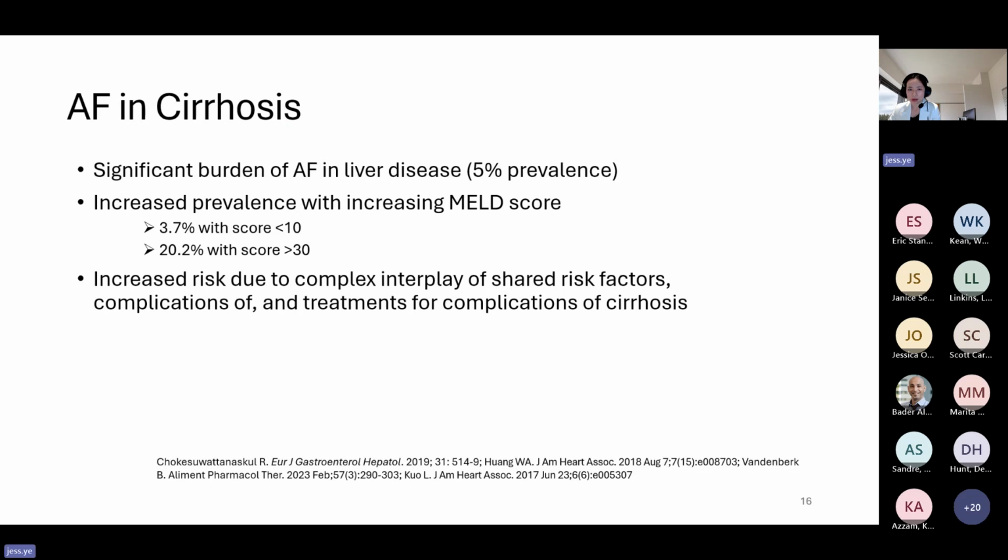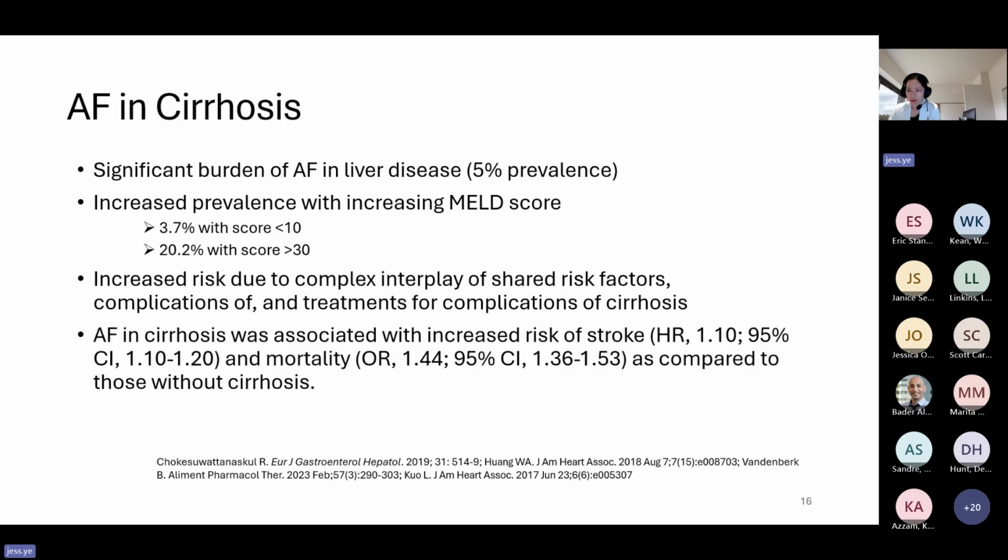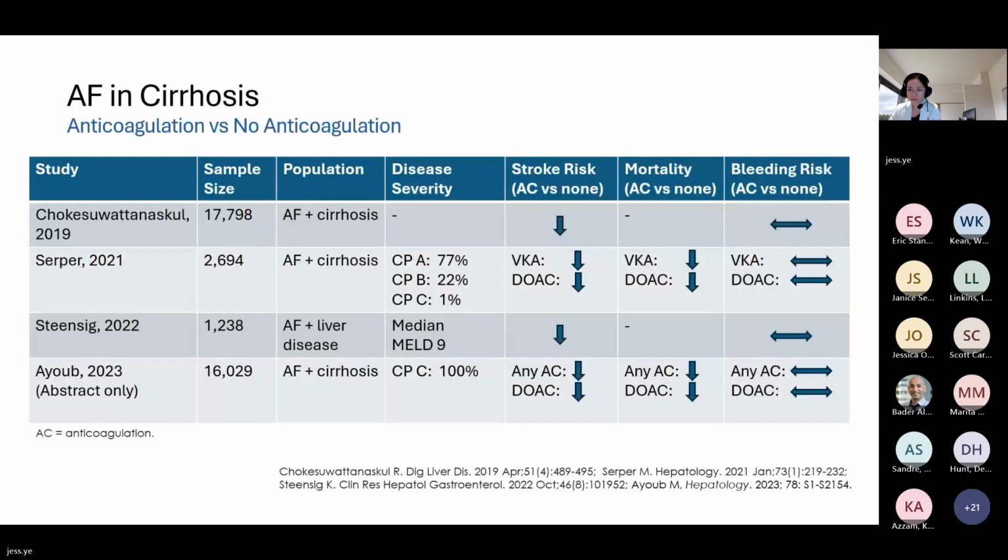The increased risk of atrial fibrillation in cirrhotic patients is due to a complex interplay of many shared risk factors. A study showed that atrial fibrillation was associated with about a 1.4-fold increase in mortality in cirrhotic patients.